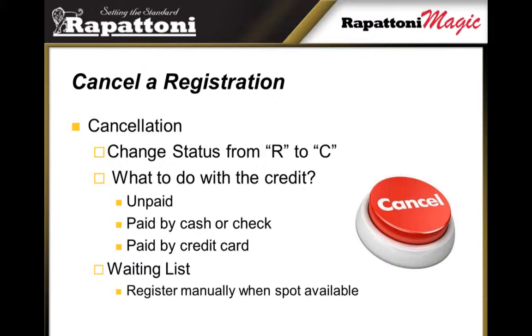And a quick word about the waiting list in Magic. If you have more people registering for a class than the spaces allowed, then you can place those members on a waiting list. When space becomes available due to a member canceling their registration, you do have to manually take someone off the waiting list and register them for the class. That allows you to decide who has priority and who should actually come off that waiting list first.